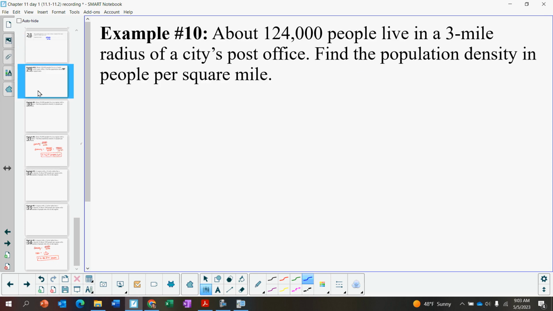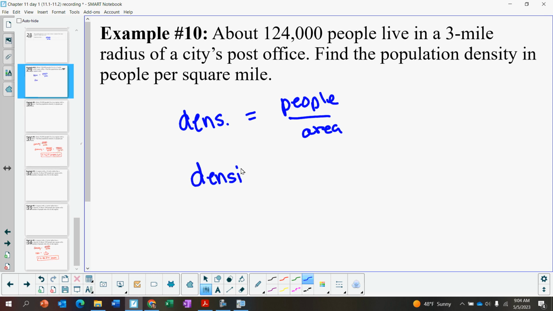So for our first example here, about 124,000 people live in a 3-mile radius of a city's post office. Find the population density in people per square mile. So density equals the people over the area. We don't know the density, that's what we're looking for. But I know the people living there is 124,000. And I know if it has a radius of 3 miles, the area is pi 3 squared. So I'm going to do pi 3 squared first, and then I'm going to divide 124,000 by that, and I'm going to round this to the nearest whole number.